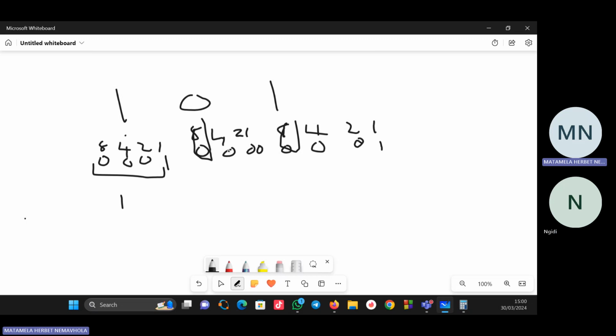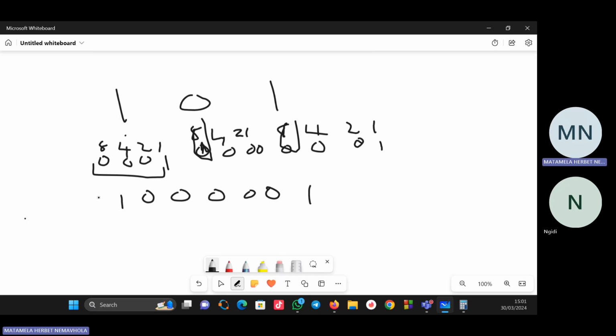How many 0 do you have? 1, 2, 3, 4, 5. Okay, 1, 2, 3. No, we said we don't count this one. It's going to be 1, 2, 3, 4, 5. We have 0, 0, 0, 0, 0, 1. So this is the method. This method that I'm showing you is when you are converting to what? When you are converting to binary.